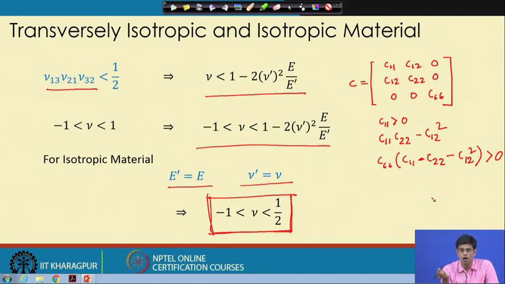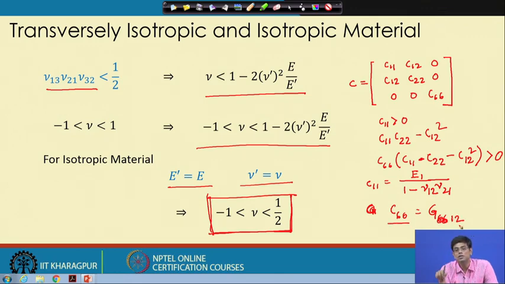For instance, we can find out that C11 is actually E1 by 1 minus nu 1 2 into nu 2 1. Similarly, G 1 2 is essentially C 6 6. So with this, we can also pose the restriction on the engineering constants.